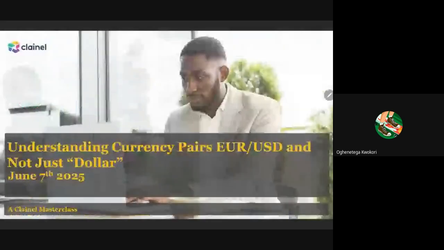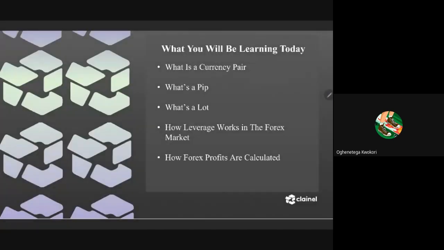So moving on, like I said, today our topic is understanding currency pairs. We're going to be using the Euro USD, which is the most traded pair worldwide because it's the United States and the European currency. So now diving right in.